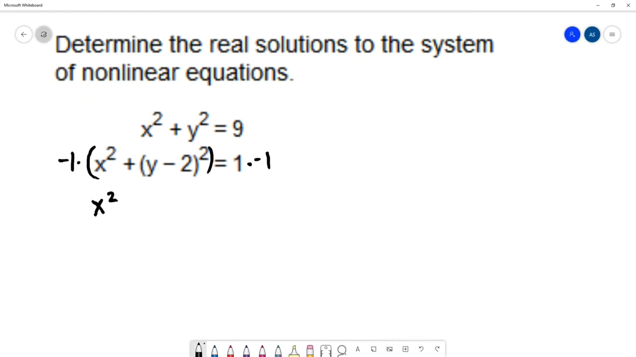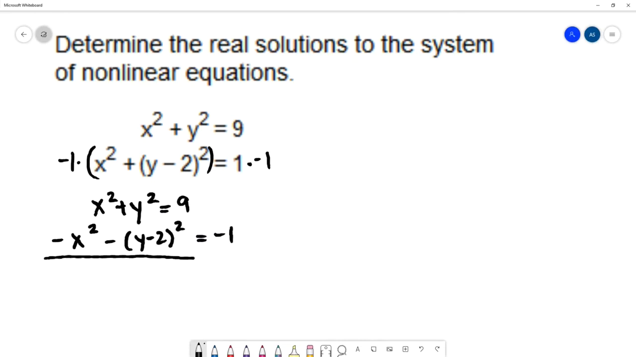My first equation is unchanged. My second equation is negative x squared minus (y minus 2) squared equals negative 1. Now with the elimination method, I'm going to add the equations together. The x squared terms cancel out. We have y squared minus (y minus 2) squared equals 8, since 9 minus 1 is 8.